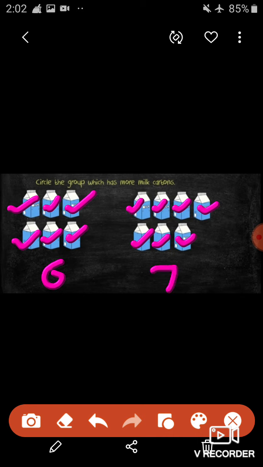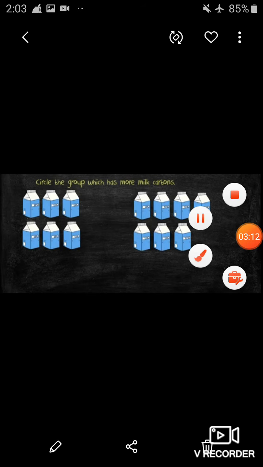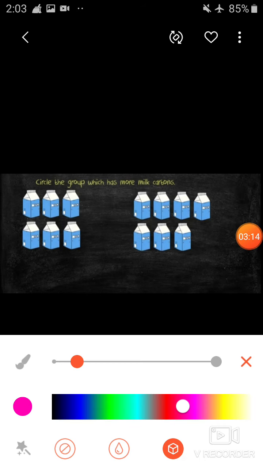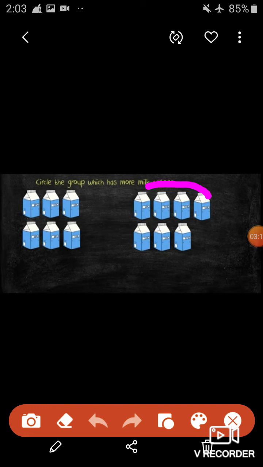So students, which group has more milk cartons? Yes, the second group has more milk cartons. So here you have to circle the second group.